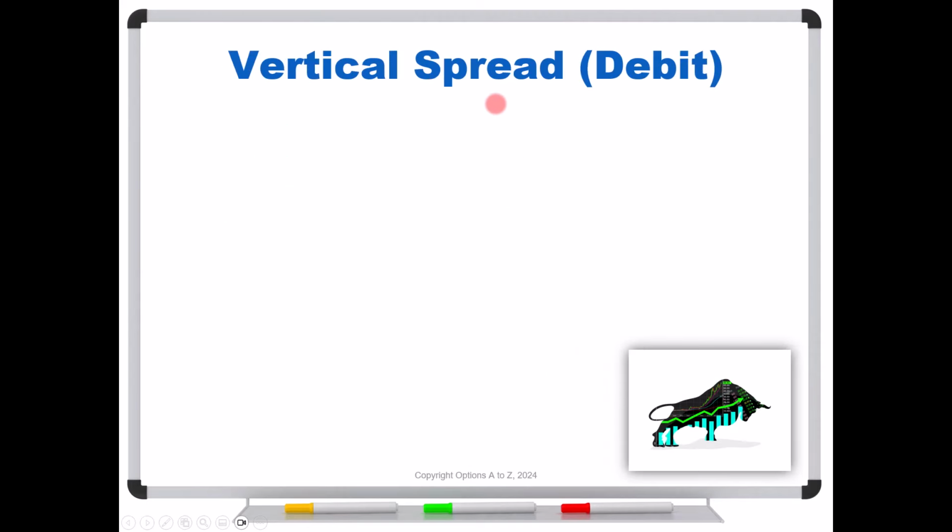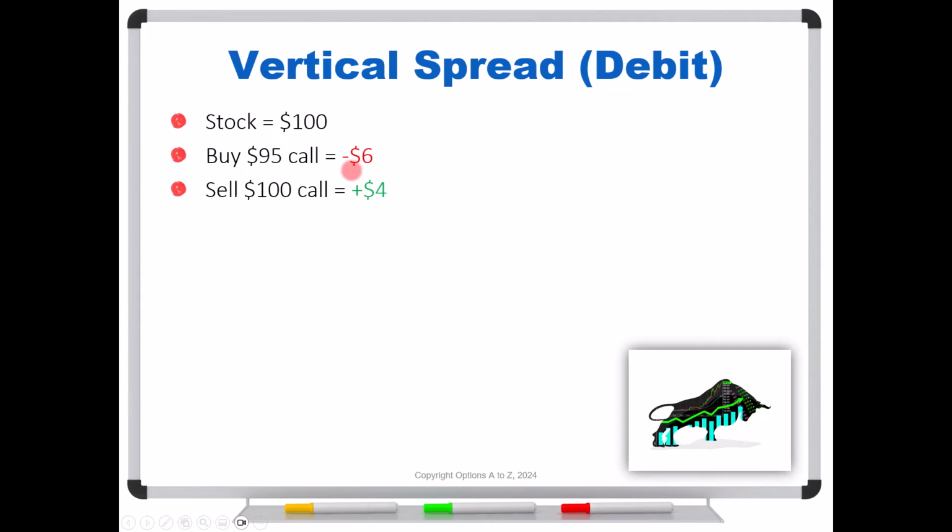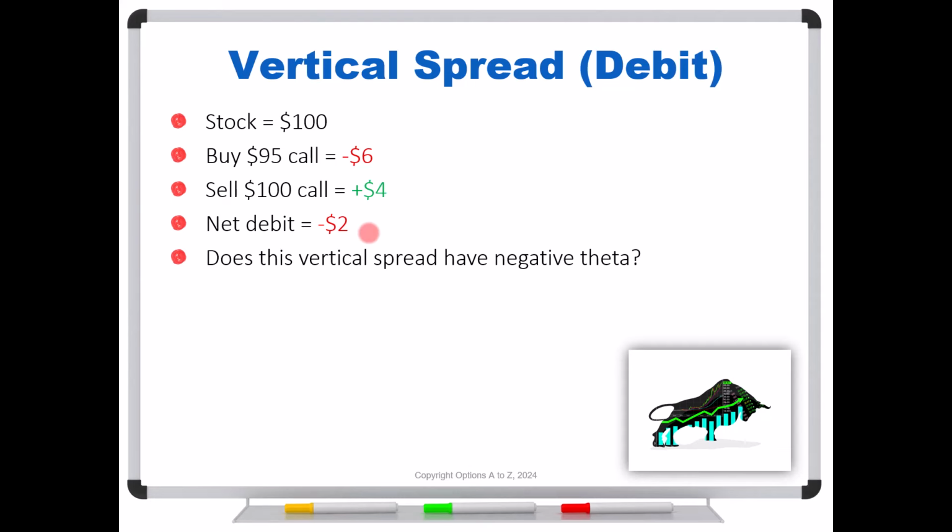Let's look at a vertical spread, a debit spread. Let's say our stock is 100, you buy the $95 call for 6, you sell the $100 call and collect 4. So this spread has a net debit of 2. Well, here's another question. Does this vertical spread have negative theta? And most people would say, well, yes, because it's a debit spread. Well, not necessarily. It depends on the premium over parity.